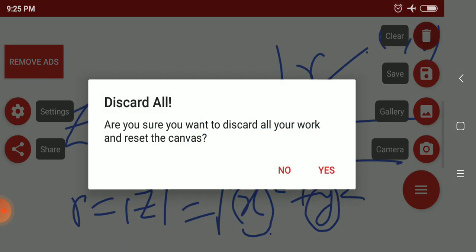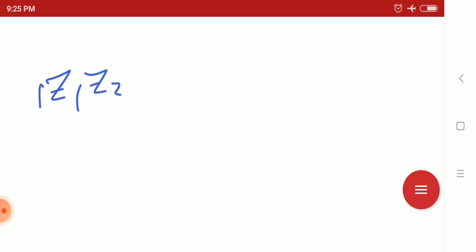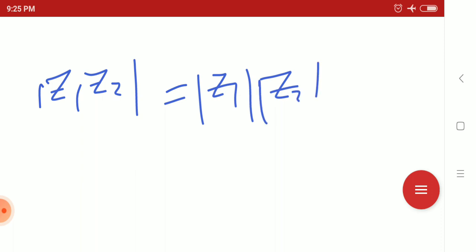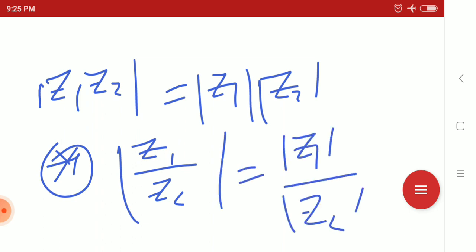So let me continue those properties. Another important property of complex numbers is mod of z1 into z2 equals modulus of z1 into modulus of z2. Similarly, another important property is mod of z1 by z2 will be the same as mod z1 by mod z2.